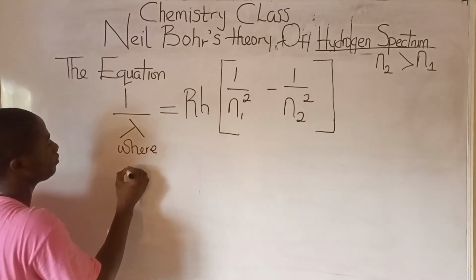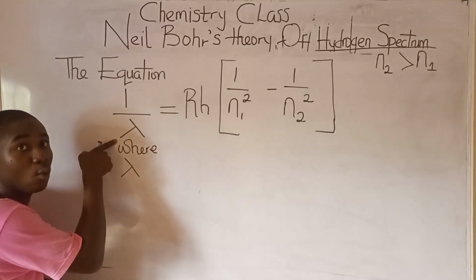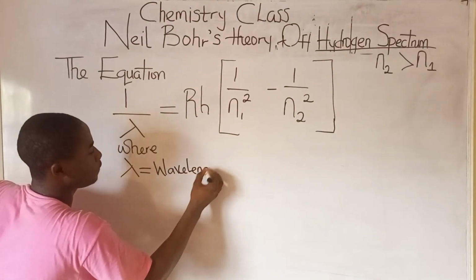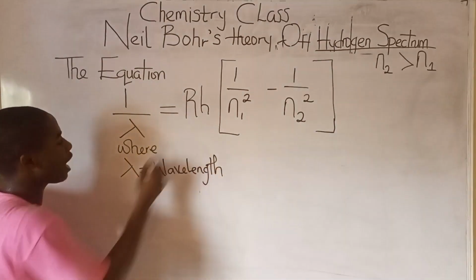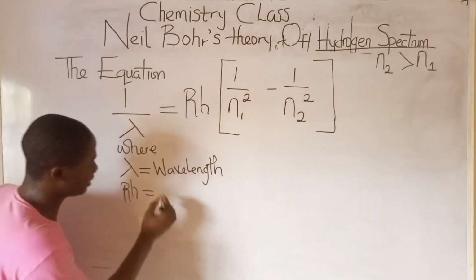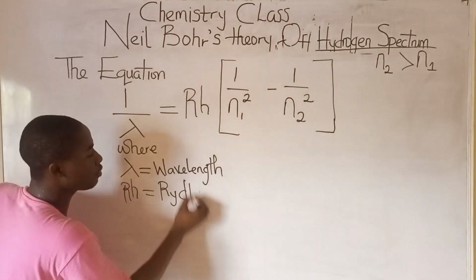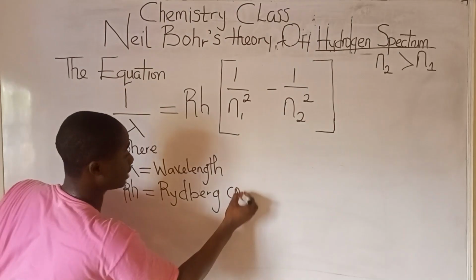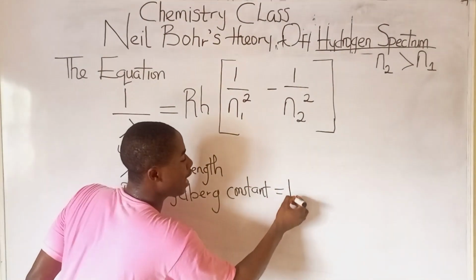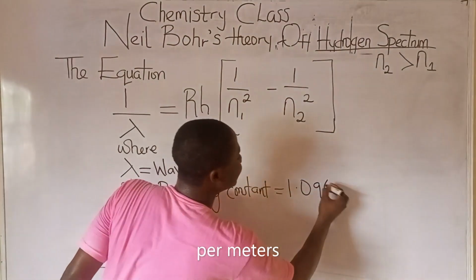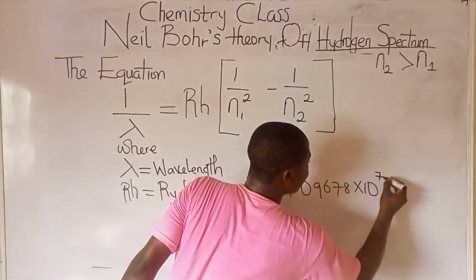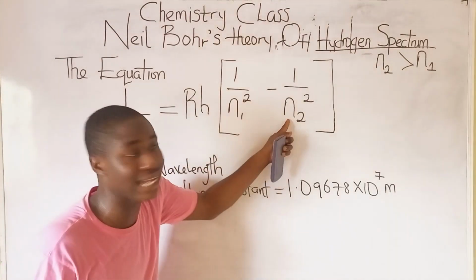Where lambda is the wavelength, and this RH here is called the Rydberg constant, which is actually a constant. The constant is simply 1.09678 times 10 raised to the power of 7.